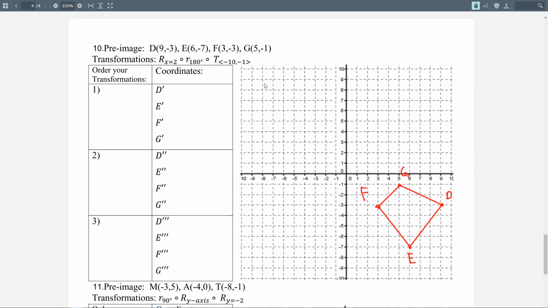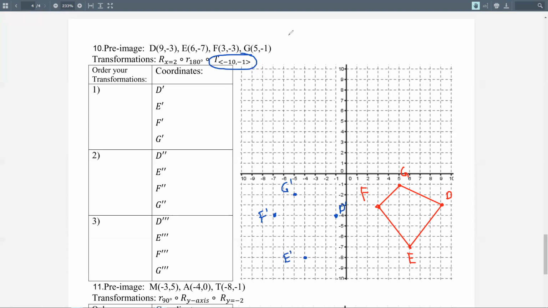We're going to translate 10 to the left, 1 down. So I'm just going to count these out. 1, 2, 3, 4, 5, 6, 7, 8, 9, 10 to the left, 1 down. There's D prime. Again, 10 to the left, 1 down. There's F prime. G is at 5, so it's going to go to negative 5 and then down 1. E's at 6, so it's going to go to negative 4 and then down 1.